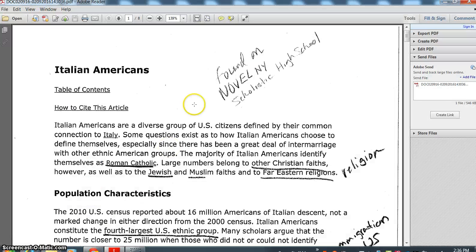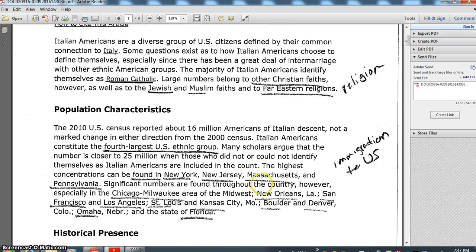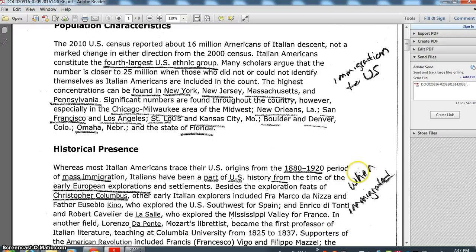There it is. So I found this again on the Novel New York Scholastic, and it's this high school level paper. And I went through and I highlighted, and remember we want to keep our highlighting to a minimum. And what I did was I made some margin notes about how I might use information. So the first paragraph had information about religion. The next paragraph had information about Italian Americans and when and how they immigrated to the U.S. and where in the U.S. you might find significant Italian American populations.